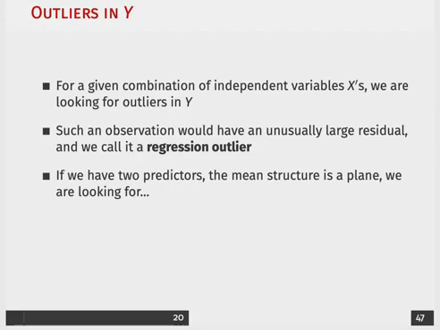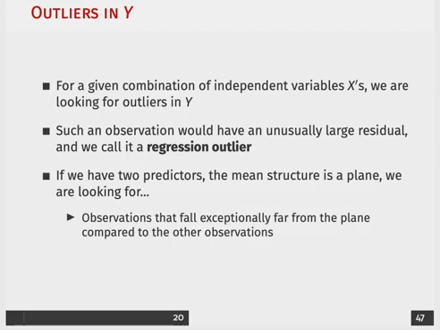And let's say we've got two predictors. The mean structure of our regression is just a plane. And so we're looking for observations that fall exceptionally far from the plane compared to other observations. And the way that we're going to do this is by considering standardized residuals.